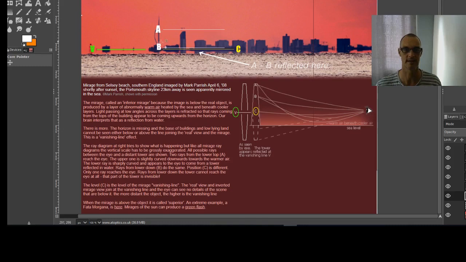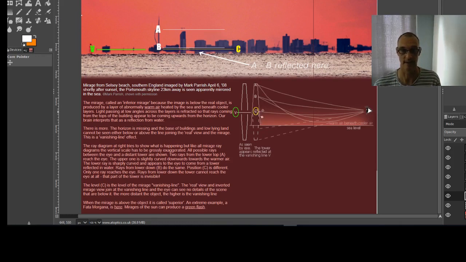So basically we are seeing the upper part of the structure, and we are seeing that upper part reflected in the water. Between A and B, it is not actually reflected in the water, but appears to be reflected in the water, because of the way light is bending through, you can call it diffraction, refraction, the way it's bending through this different layer of dense air above the water.